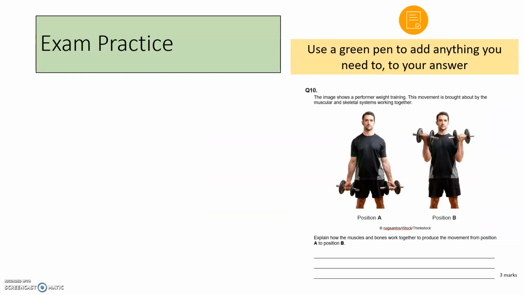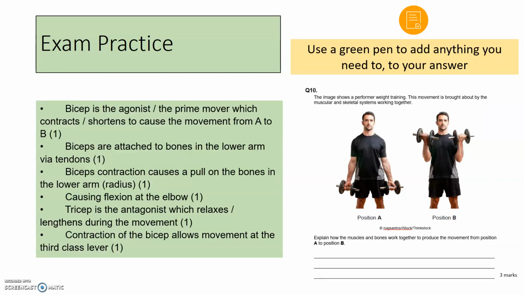And then finally into the second part of the question, question 10, pause the video here. These are the things that you could have talked about for 5 marks. So the bicep is the agonist, it's the prime mover, which contracts, it shortens to cause the movement from position A to position B. You could have mentioned that the biceps are attached to bones in the lower arm in particular, or even more specifically than that, you could have said the radius bone, and that's obviously via tendons, and it goes on. So look through those bullet points to help you to answer that last part of the question.